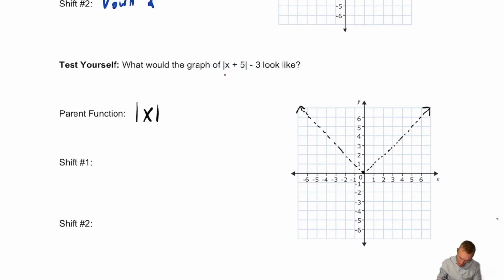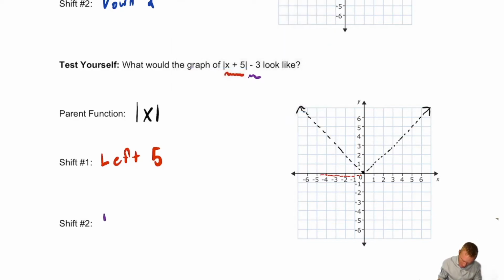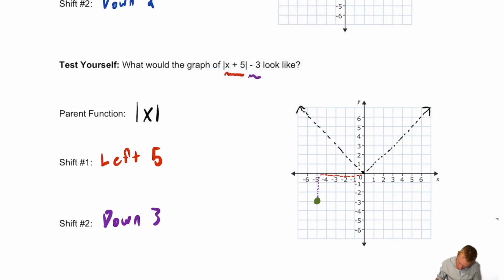Okay, on the inside we have x plus 5. That is going to be a shift of left 5. So I'm going to start up here, I'm going to do dashed lines, left 5 spaces. Then -3, that's going to mean down 3 spaces. And the more practice with this, you'll get plenty of practice with this, the better you're going to get. There is our new vertex.